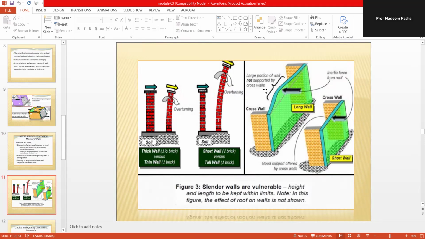Here, with a cross wall, a large portion of the wall is not supported by the cross wall, and there is inertia force from the roof. In this case, what is happening? With a short cross wall, good support is offered by the cross wall. Cylinder walls are vulnerable. Height and length are to be kept within limits. In this figure, the effect of roof on wall is not shown.